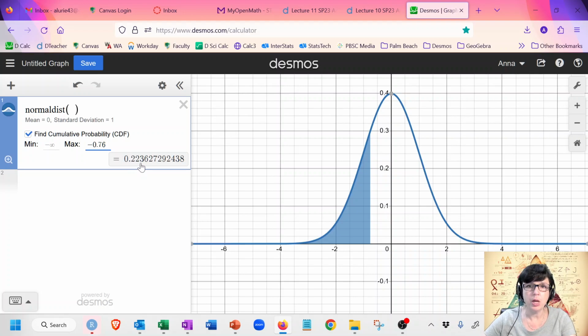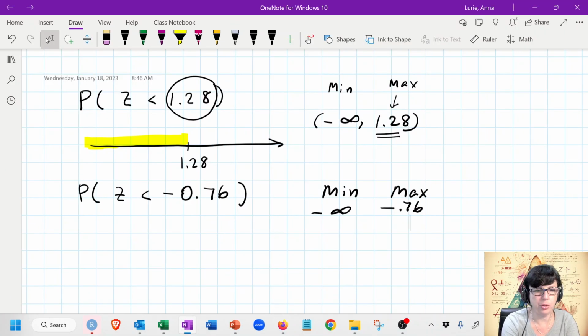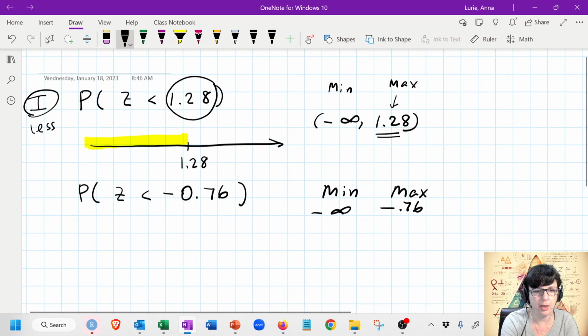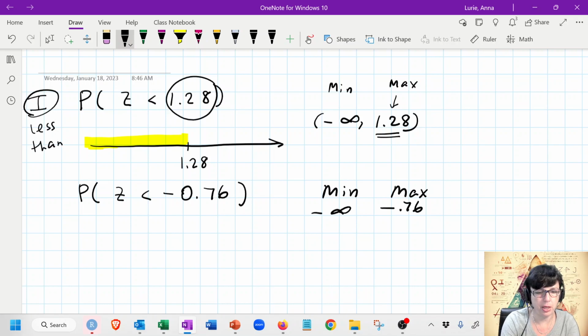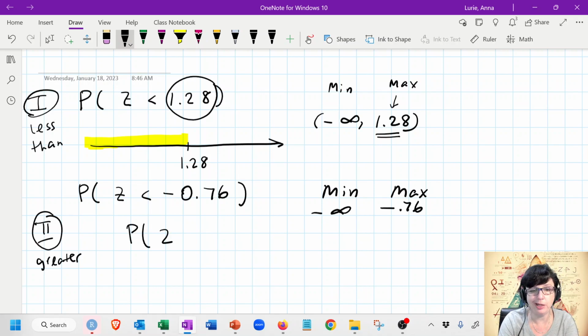Okay, so now let's look at the second case. So this was case 1, which we will call the less than case. And now let's look at case 2. So case 2 is greater than. Usually, by the way, it doesn't matter whether it's greater than or equal to, it's going to be the same area, makes no difference. So I can put more than or equal to and it will not change the answer.